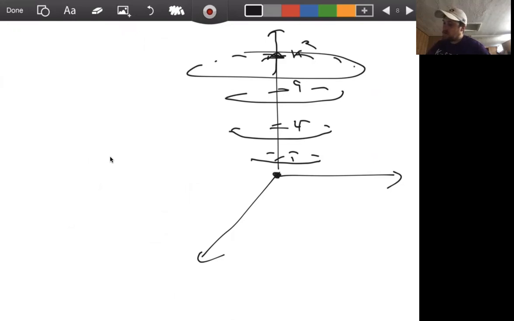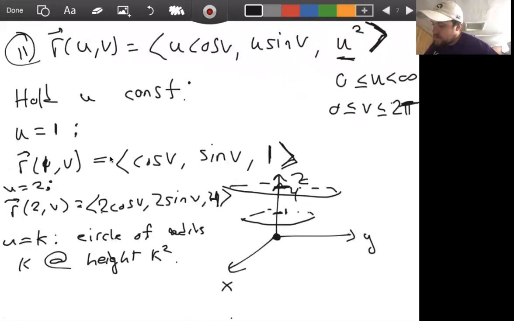And so holding u constant, we understand, it kind of gets you like the skeleton of the surface, right? I can see, okay, well, I have a collection of circles stacked on top of each other that it's growing as I move up, right?